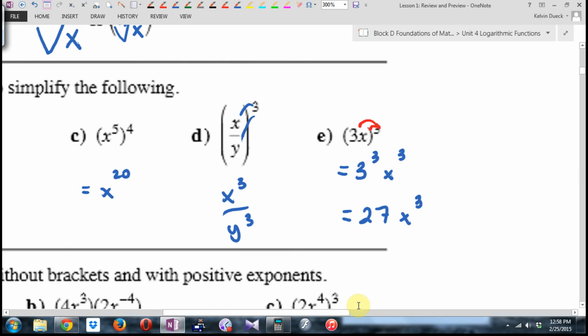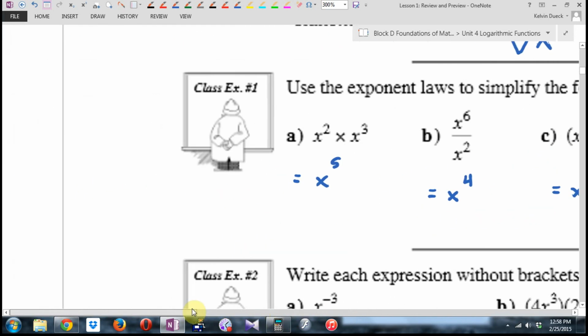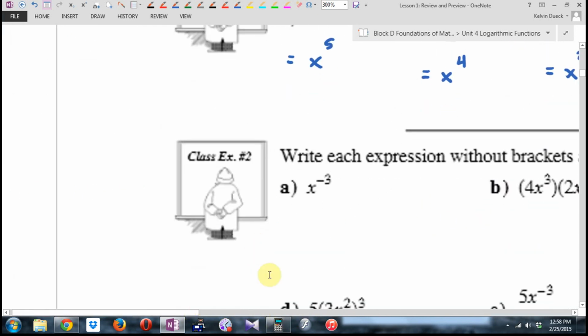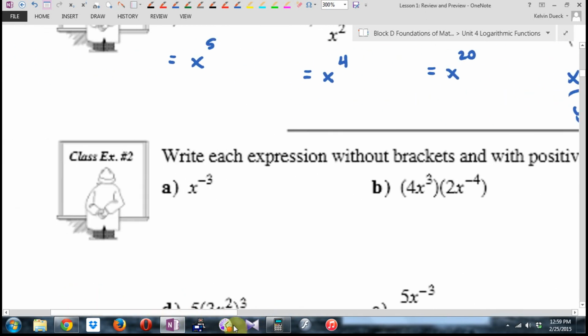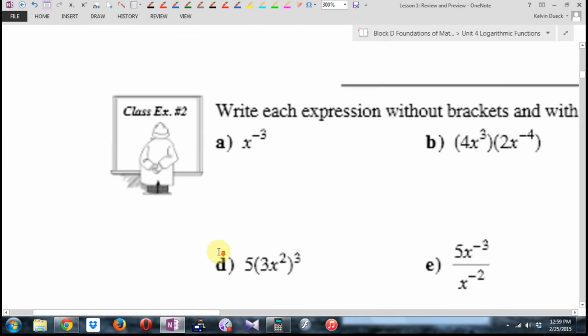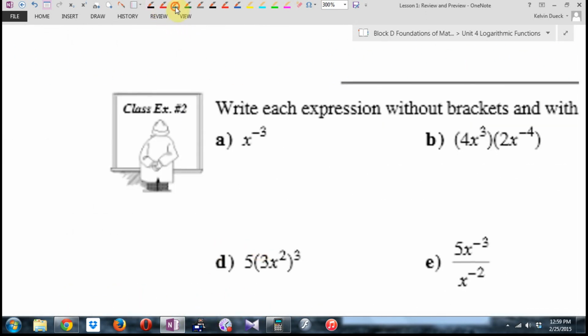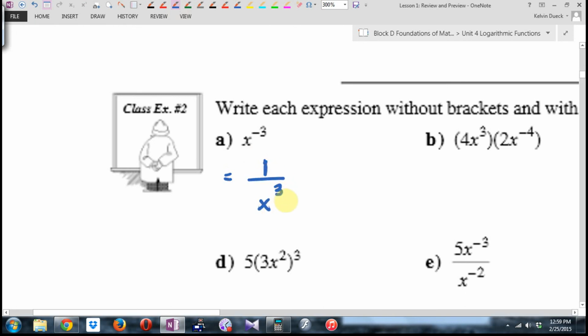Let's put it all together. It says, simplify, write each expression without brackets and only positive exponents. I can do that. First one, A. First thing I look for is there a power to a power? Is there? No? Then elevator. Sure, Dom. Then, is there any more simplifying I can do? Nope.